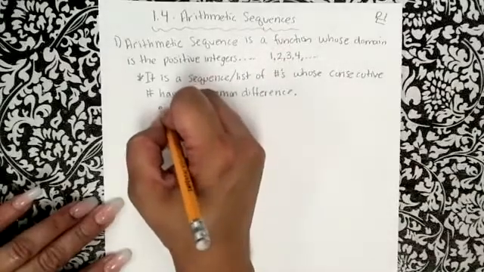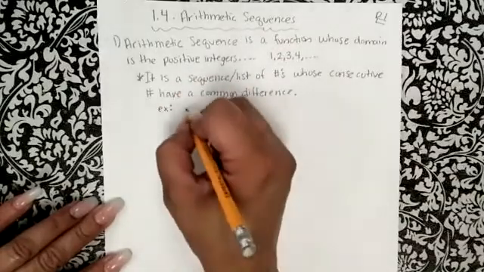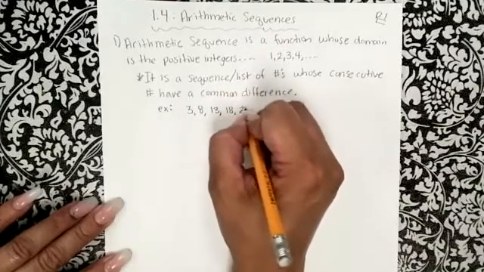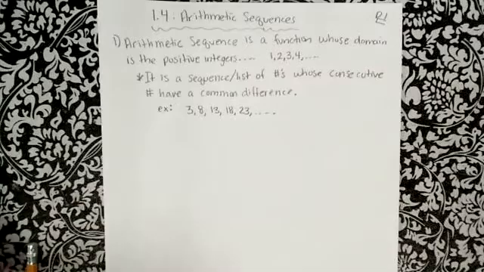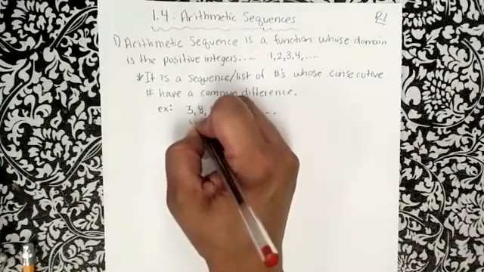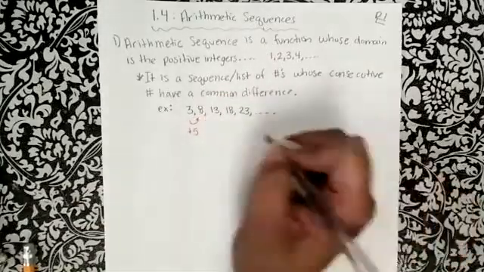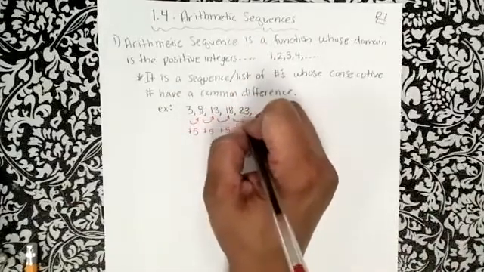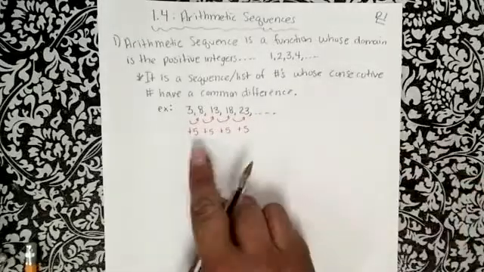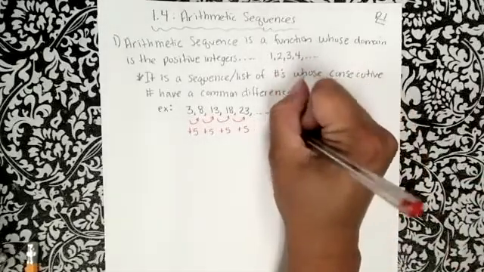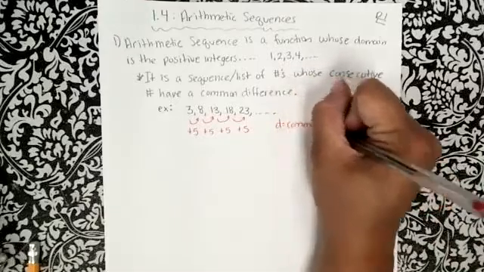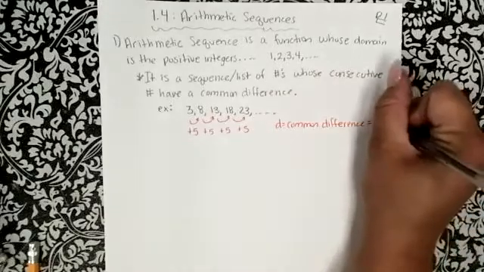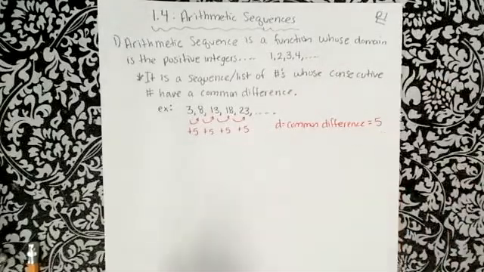For example, if you have the pattern or sequence 3, 8, 13, 18, and 23, and so on. From 3 to 8, you're going to add 5. From 8 to 13, you add 5. Add 5. Add 5. So that is known as a common difference of 5, also known as D is equal to 5.